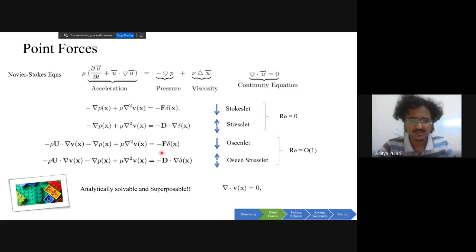And similarly, this was for a point force. If you want a force dipole, you can rewrite it in this manner. So the nice fun thing about this is that all these equations here you see, except Navier-Stokes, are analytically solvable, and they're also superposable. When you say superposable, that means basically these equations are linear. You can see that all the equations are linear in V and also P. So because these point forces are superposable, I can just put point forces at different parts in the fluid and just add the resultant velocity solutions and get the resultant net flow.